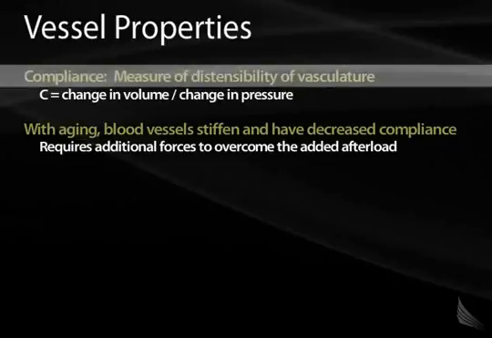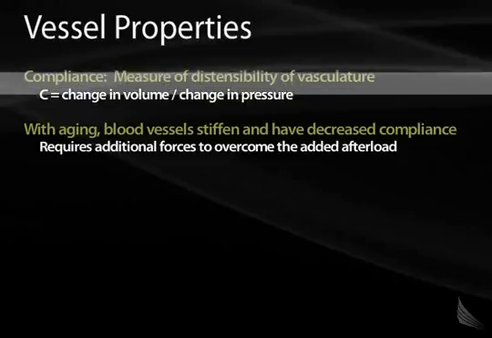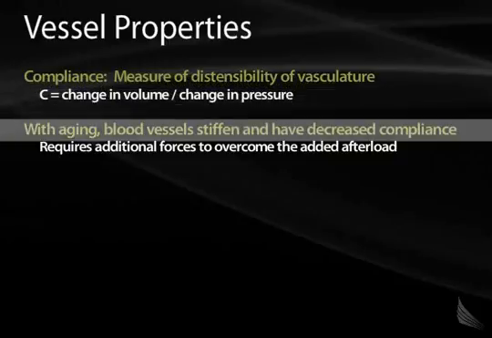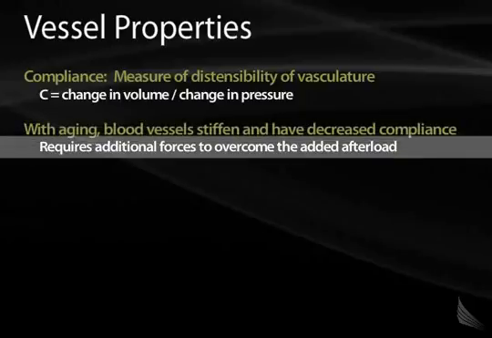The compliance of a blood vessel measures its distensibility. Compliance can be calculated by the change in volume divided by the change in pressure. As a person becomes older, the blood vessels will stiffen because of increased calcium and fibrous tissue deposition. An older person's blood vessels will have a decreased compliance. And as blood vessels have a decreased compliance, they will develop a higher pressure. The heart will then require additional force to overcome this afterload.